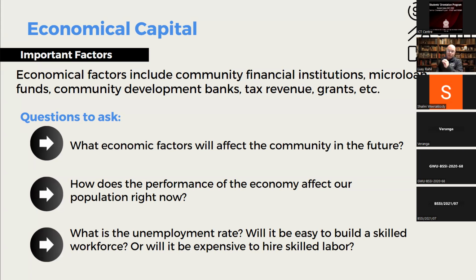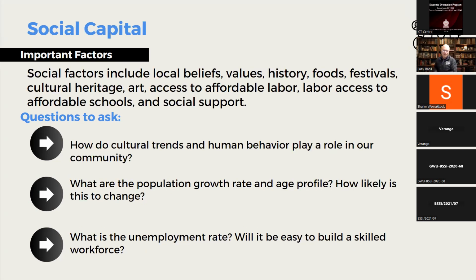Remember, we are talking about community, places where people work, live, and play. We talked about the political climate and the economic climate. Now let's talk about the social factors, social capital. Every community has social factors. Coming from third world countries, I know what a social factor is is completely different than here in the United States. This includes local beliefs, values, history, food, festivals, all of that becomes social capital.